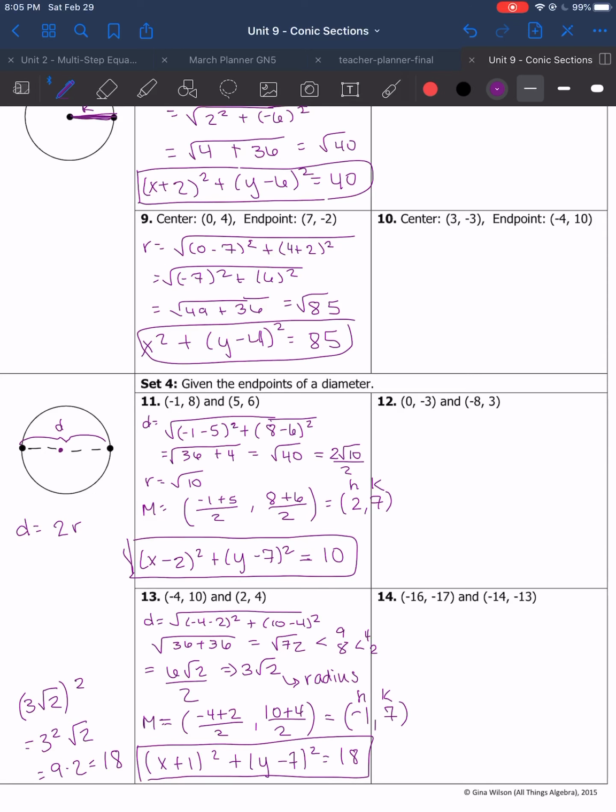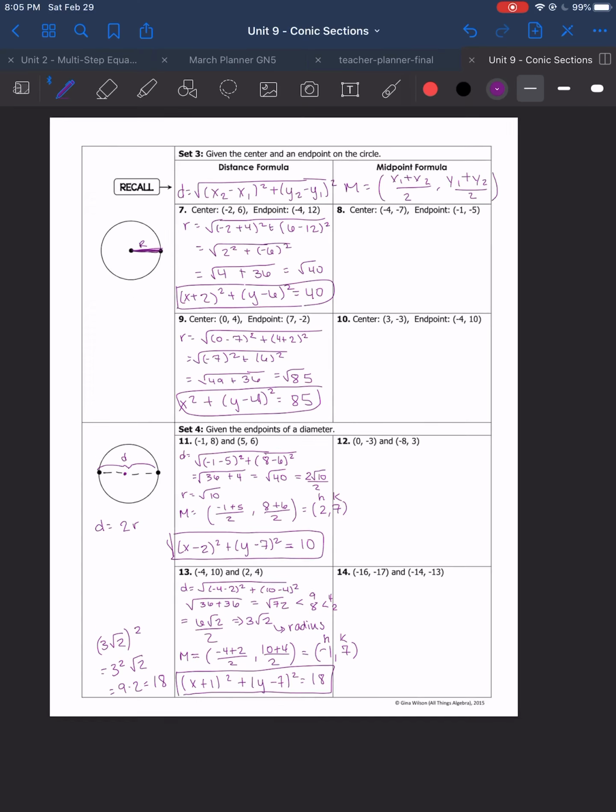So that is your brief introduction to circles and conic sections.